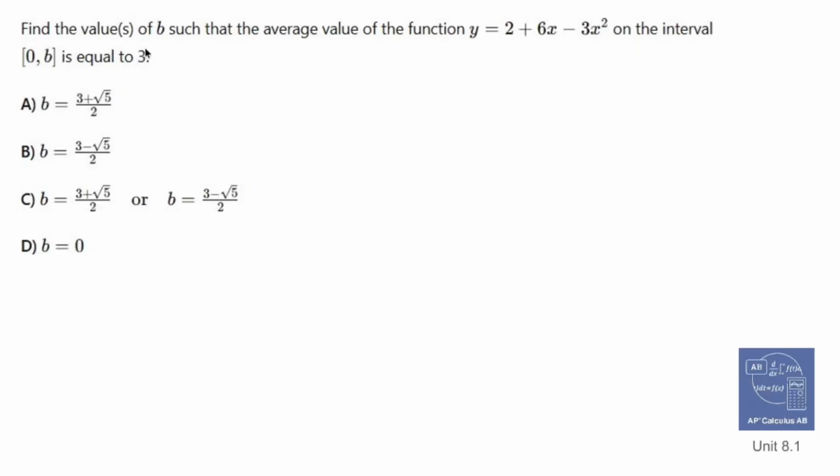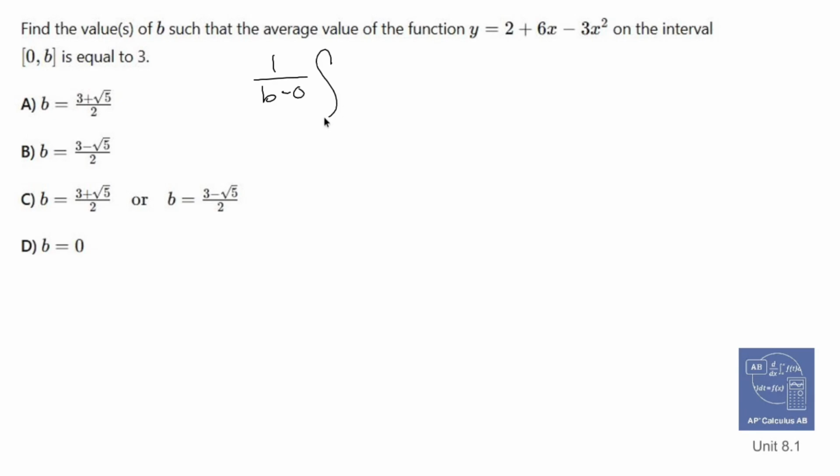Find the value or values of b such that the average value of the function y equals 2 plus 6x minus 3x squared on the interval 0 to b is equal to 3. All right, so here's our average value function.